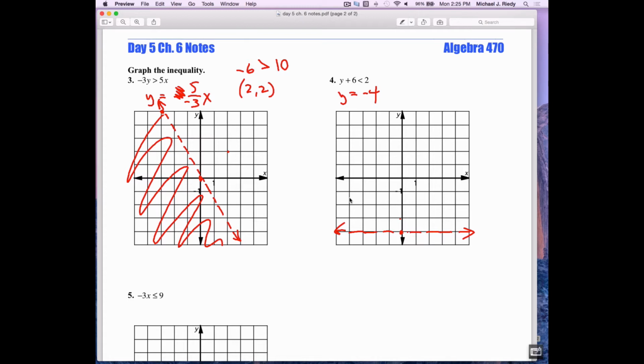Okay. What point do you want to test? I would test 0, 0 on this one. If I plug 0 in there, I get 0 plus 6 is 6. Is 6 less than 2? No, so we shade the other side, which is all of this stuff down here.